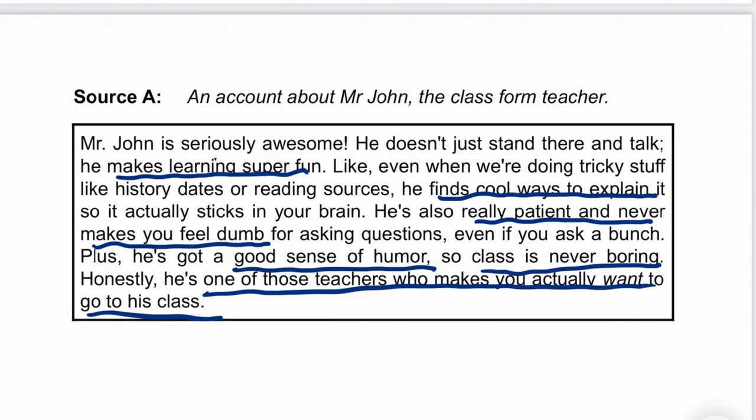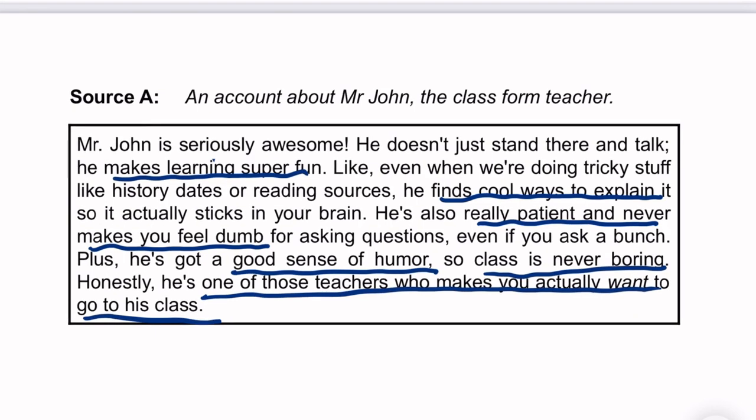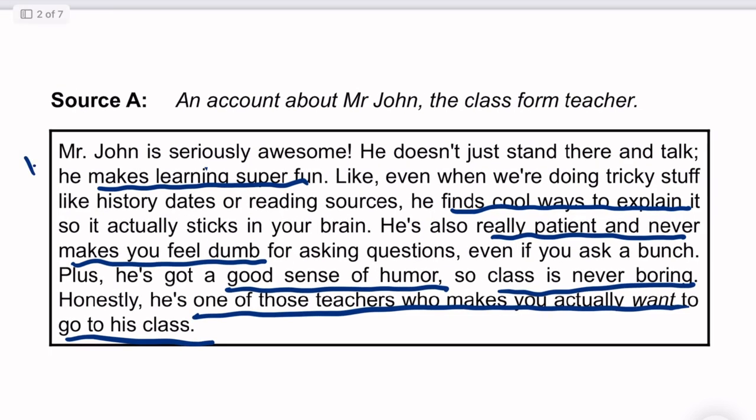Making learning super fun. This actually tells me I can annotate on my source as well to make even more meaning when I draw out the keywords from there. So basically, by drawing out the keywords, I want to make essential understandings of this particular source. As I am picking out the keywords by annotating by the side of the source to draw a small conclusion about that part of the source, it helps me with the essential understanding of the entire source. So for example, makes learning super fun. I would say that Mr. John is interesting. And at the same time, because he finds cool ways to explain, it also says he's interesting. So I can put the word here again, interesting.